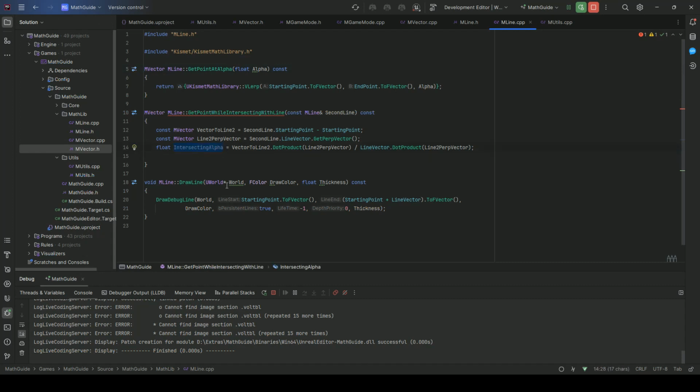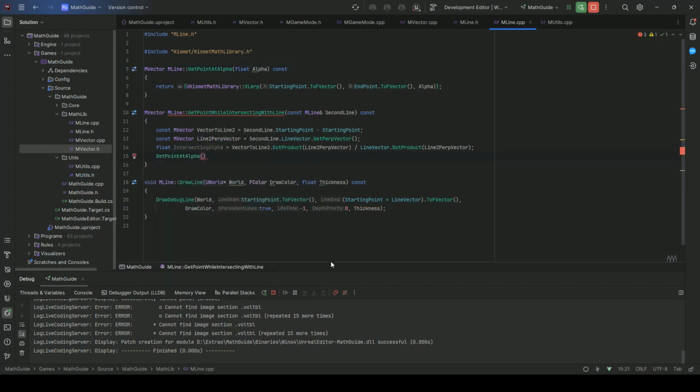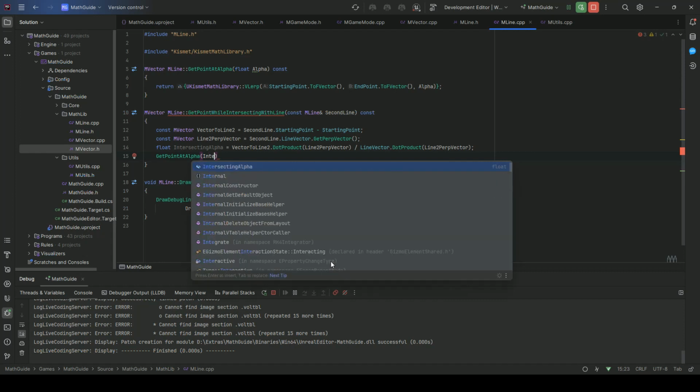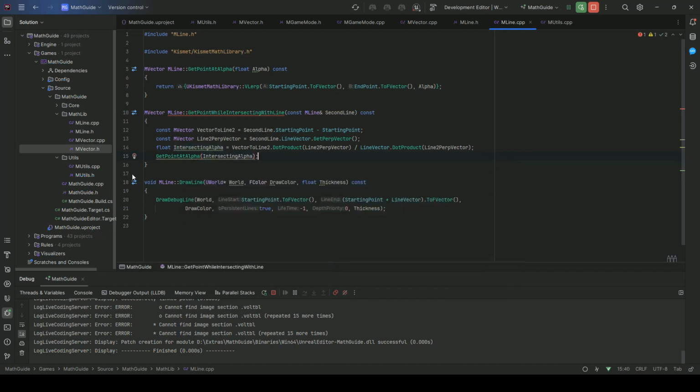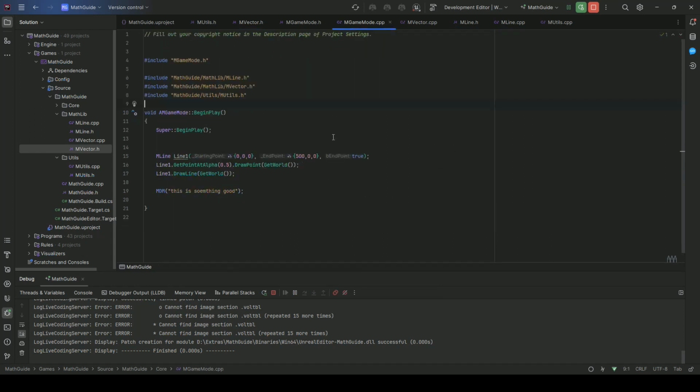Now we just need the point over the line. So I think get point at alpha. We already have that function which we calculated in the previous tutorial. Intersecting alpha, and we will just return it. Okay, that will be a constant, of course. Now head back to our beloved game mode just to test if it is working or not.